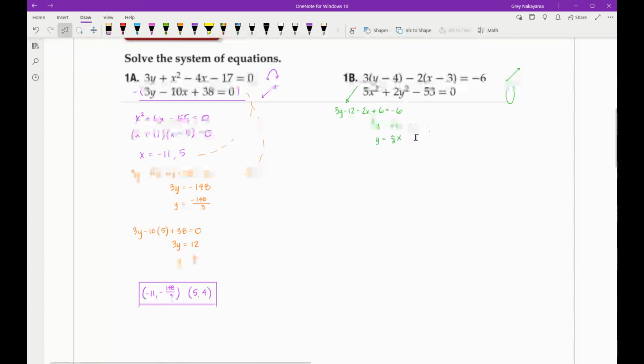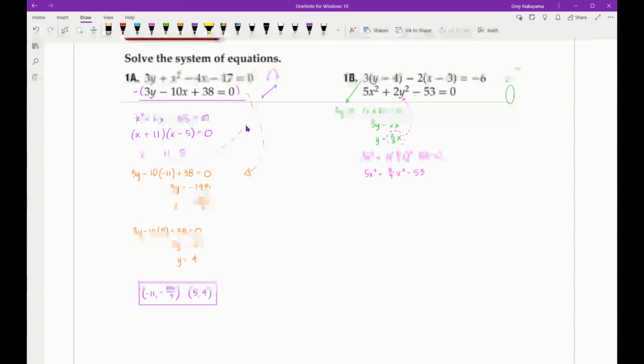So I hope you can tell that I cannot use elimination, and I have to use substitution. So I'm going to take this expression right here, and I'm going to plug it into y in the other equation. And when I do that, 5x squared plus 2 times that 2/3 x, quantity squared, minus 53 equals 0. And when you multiply that out, you're going to get 8/9 x squared. And then I'm going to add 5 and 8/9, and I'm going to get 53/9 x squared equals 53.